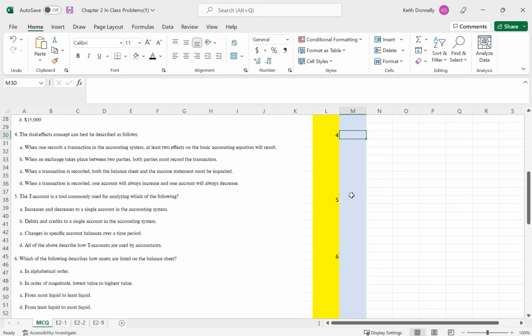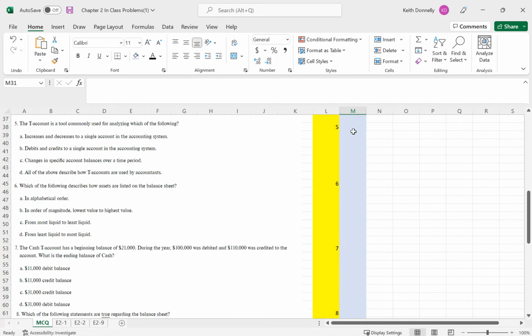4 here, the dual effects concept can best be described as, this is going to be A, right? When you do a journal entry, basically your total debits are going to have to equal your total credits. You have to keep that fundamental accounting equation in balance. 5, it says the T account is a tool commonly used for analyzing which of the following. Now this is going to be D, it's all of the above, but in order to make sense of that, right, let's look here at an actual T account.